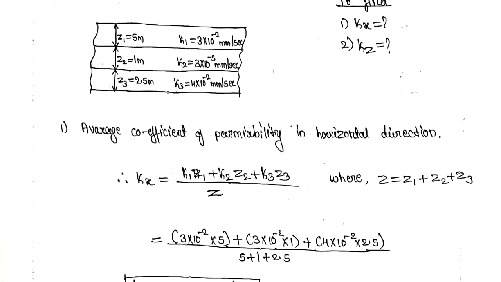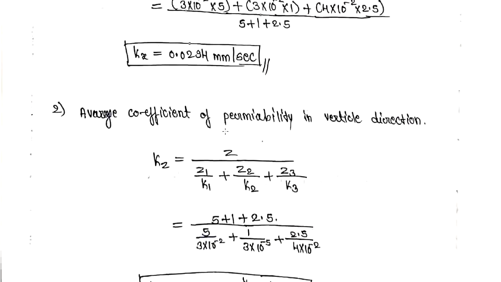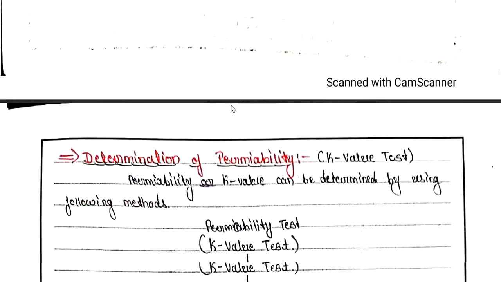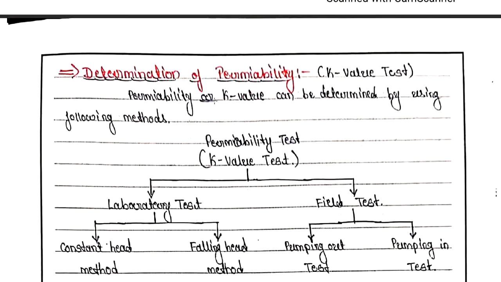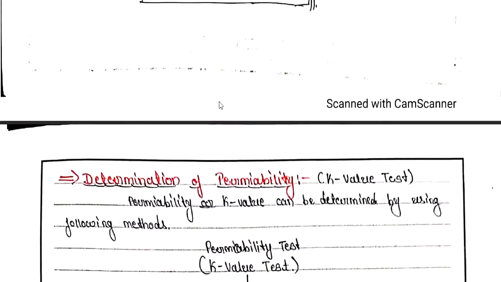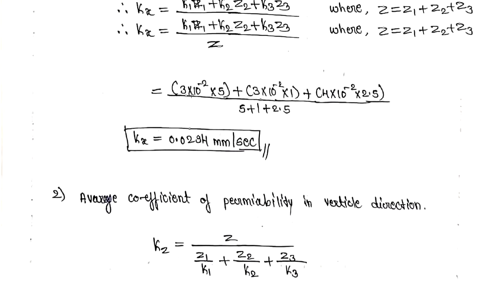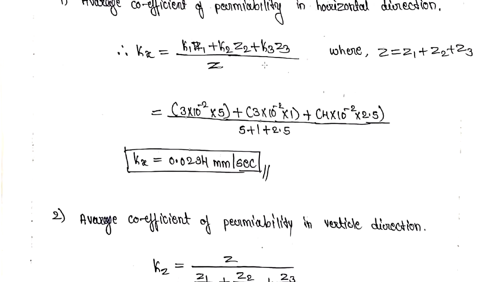So you can just go through these problems. If you have any doubts, please let me know. Next point which we are going to study in the next class is determination of permeability. How to determine the permeability, or how to determine the value of K. You can observe one thing over here: in problems which we have solved till this session, the value of K is given. But how to find out this value of K? Because if I know the value of K, I can easily say the permeability.